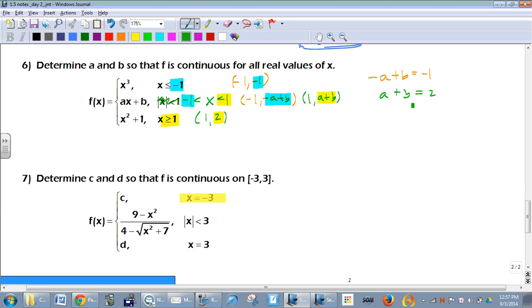So now we have a system of two equations, two variables. We can use elimination to solve this. We add the two equations since these are already opposites. We get 2b equals 1, so b equals 1/2.